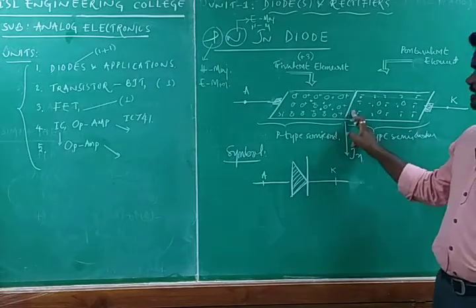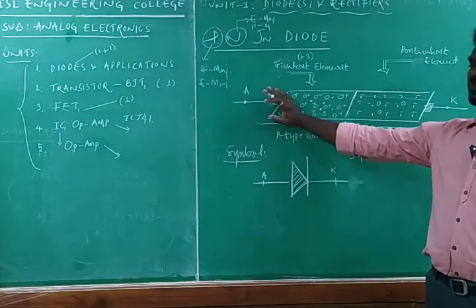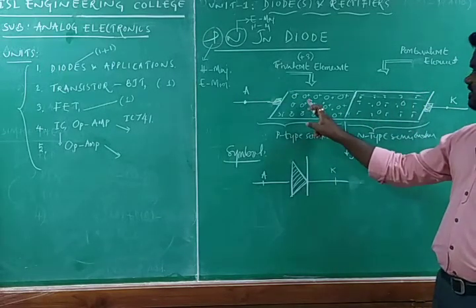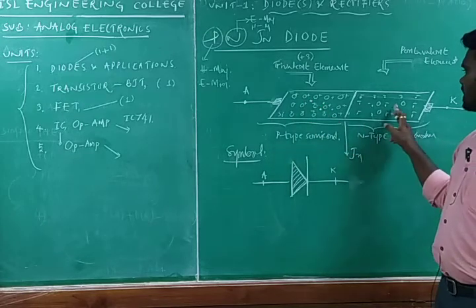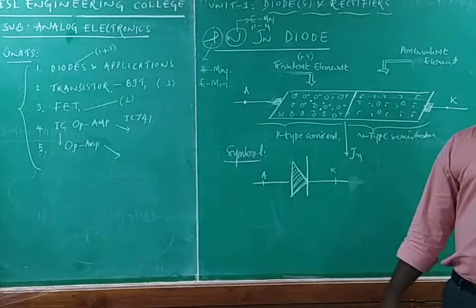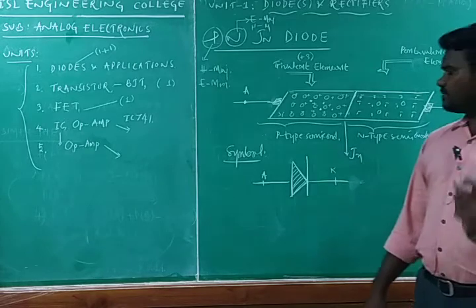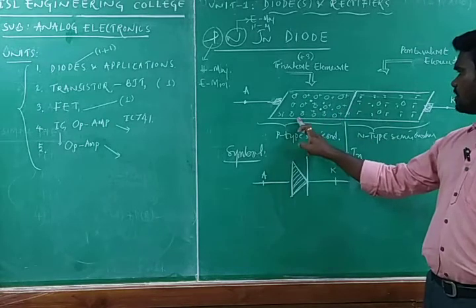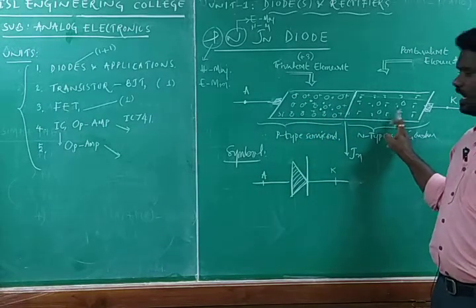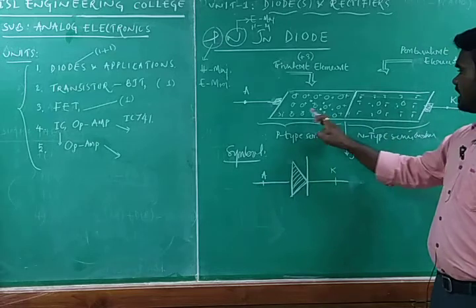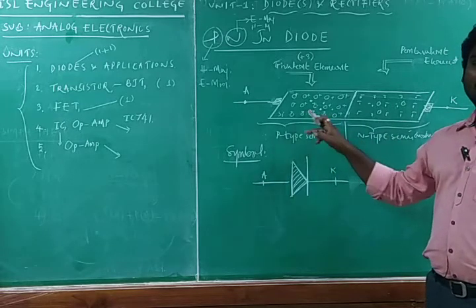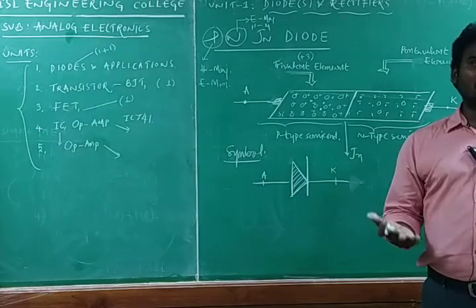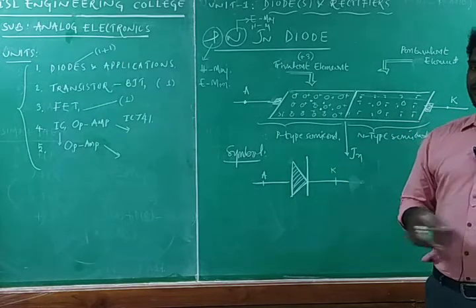It is a junction. Here the p side has more positive charges and fewer negative charges, and here the n side has more negative charges and fewer positive charges. Or in other words, if I go with the holes only, here there are more holes and here there are fewer holes, so there is a concentration gradient. That means there is a change in the charge density.